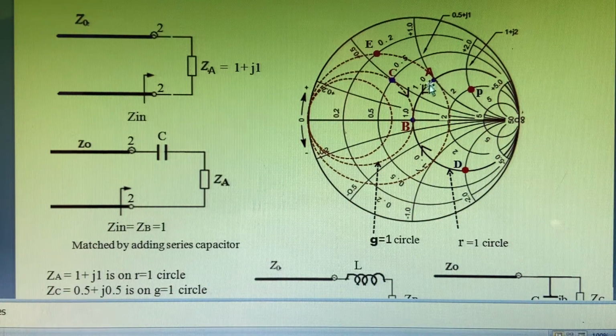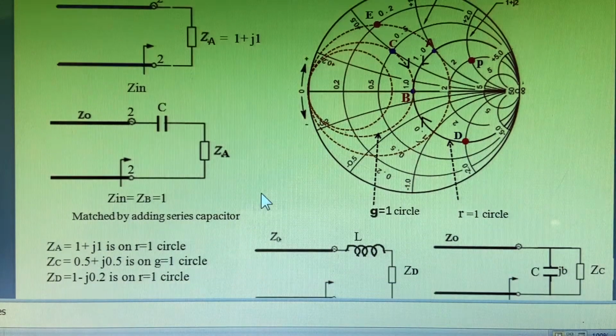So for any given impedance, like A, we have to see in which direction we have to move from the point A and over which circle we have to move to reach the center of the Smith chart. Thereby we can find out the component value easily from the Smith chart.